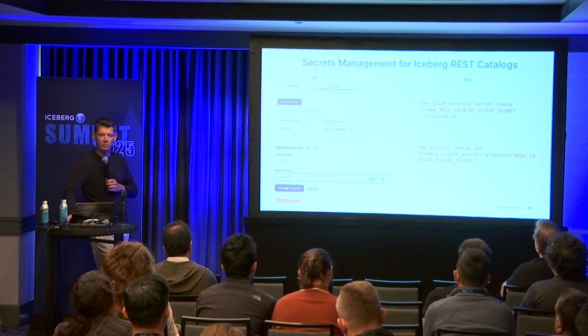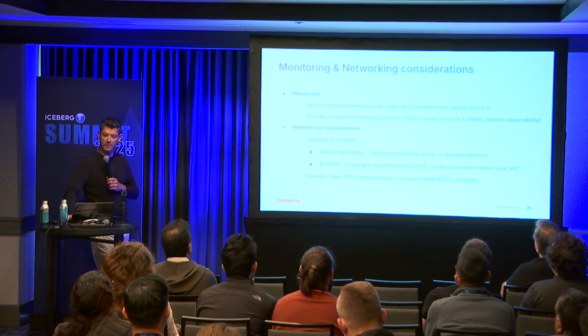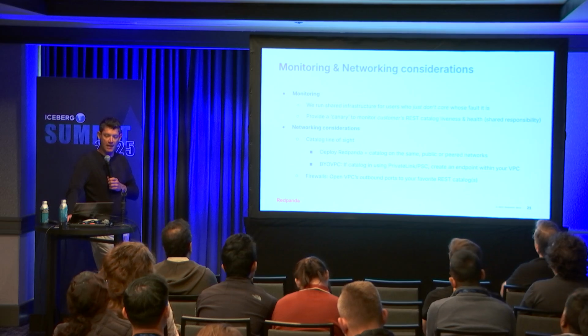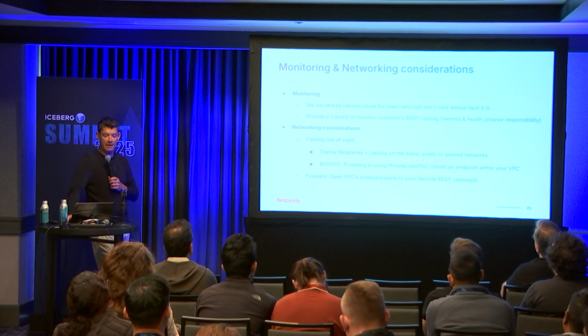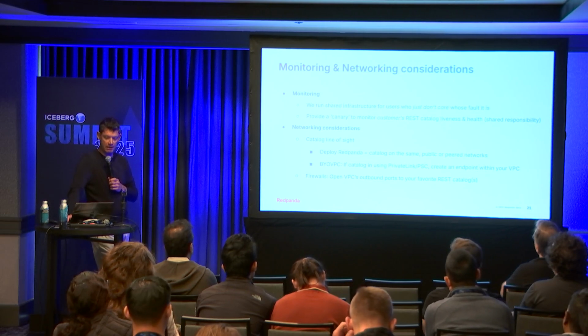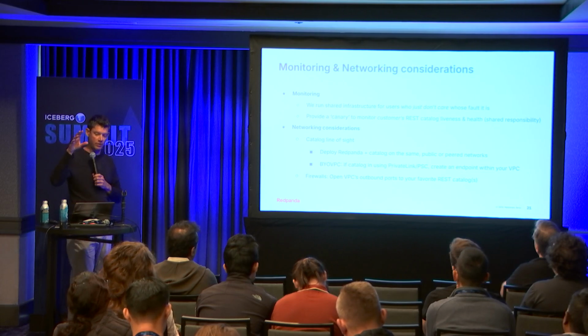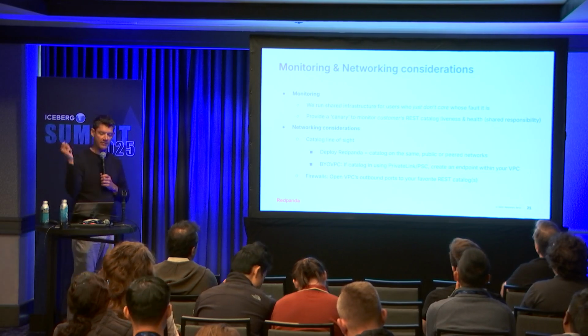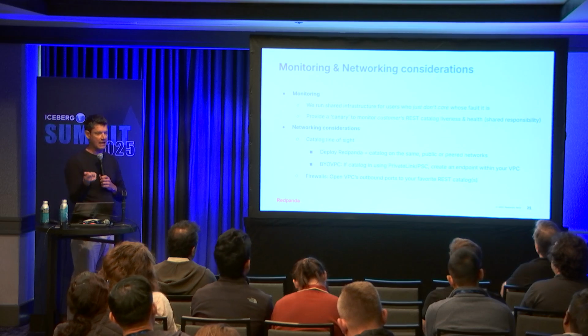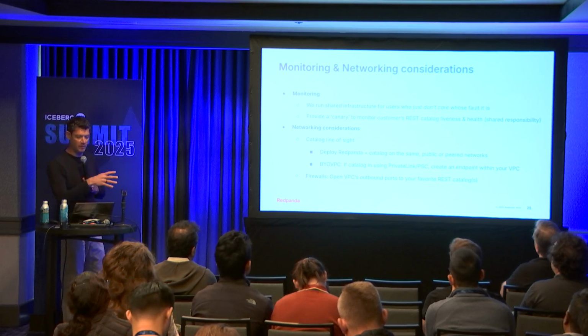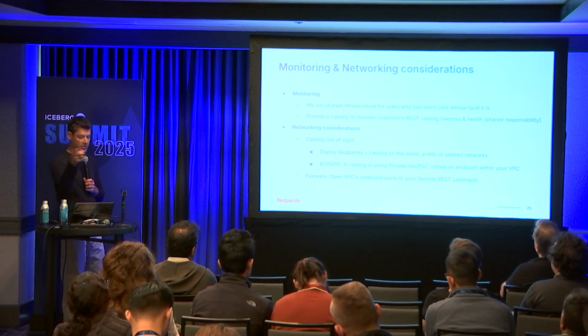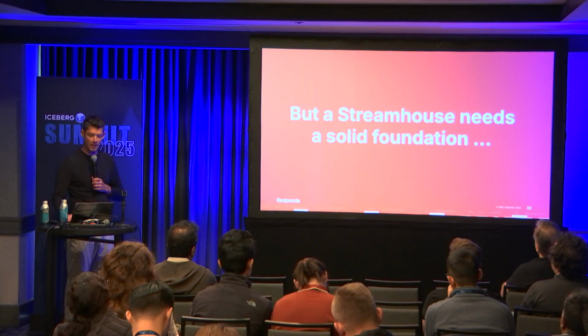So this is a lot of work. It's boring work, but it needs to be done to provide something that's enterprise grade. And then, we have shared infrastructure, so we need to monitor the customer's REST catalog as well, make sure that it's healthy. And we also need to make sure that everything can talk to each other. So your firewalls, outbound ports can talk to the REST catalog, and you have private link or private service connect endpoints within your VPC if you're running inside your own VPC to talk to the catalog.